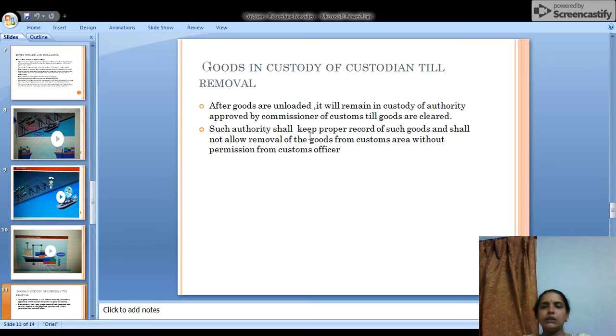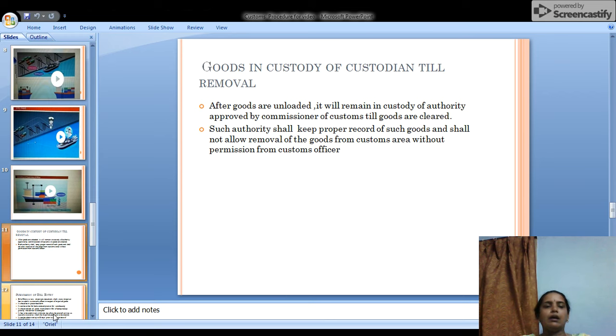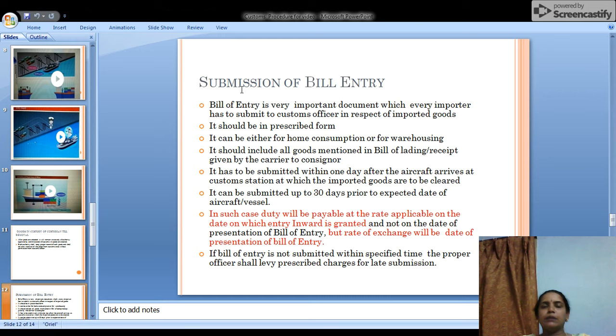Such authority shall keep a proper record of such goods and shall not allow removal of goods from the customs area without permission from the customs officer. After that, the importer has to submit a bill of entry. What is the bill of entry? It is an important document which every importer has to submit to the customs officer in respect of imported goods.